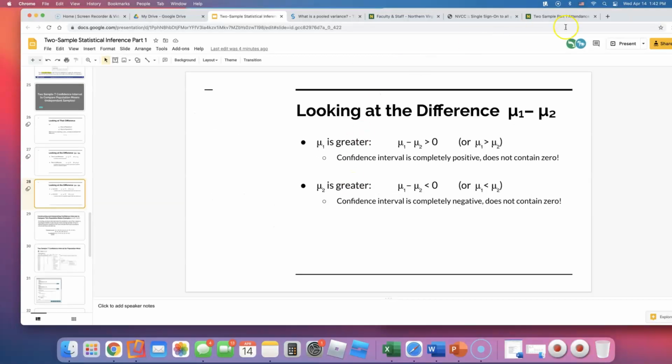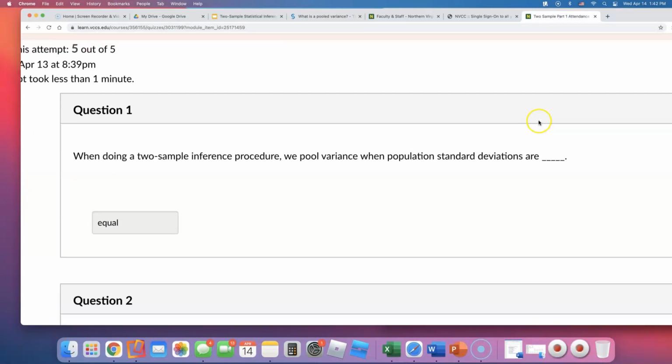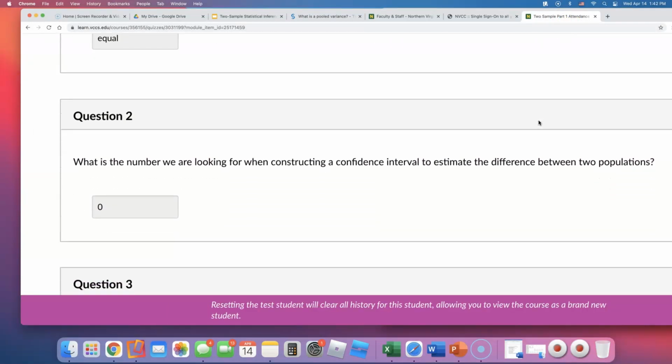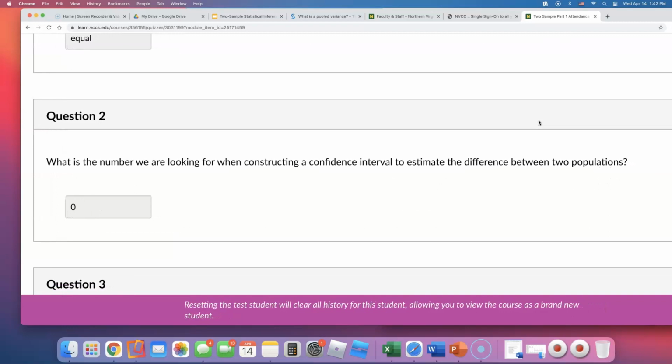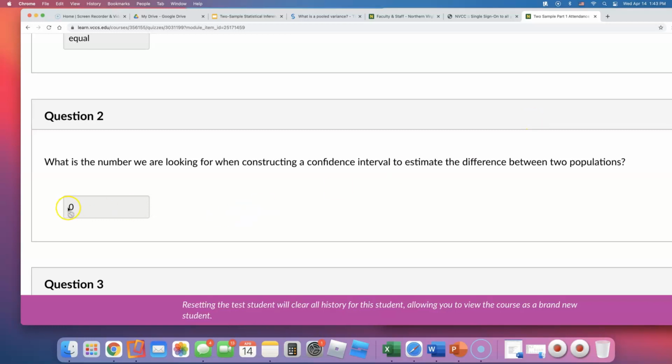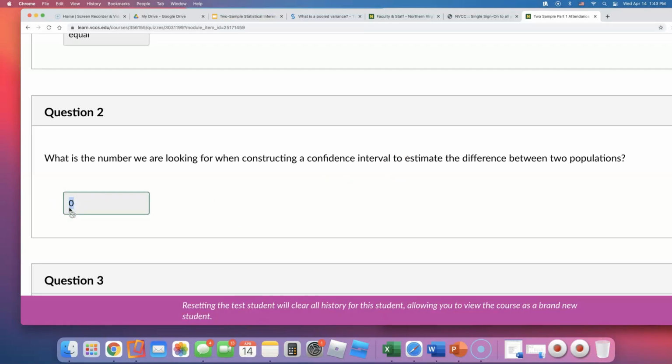So I'm going back to Canvas because question number 2 is asking, what is the number we are looking for when constructing a confidence interval to estimate the difference between two populations? Listen, the number is 0. Why? Because if there's no difference, if they are truly the same, really, they're same enough, then it's going to contain 0. Okay, it's going to contain 0. Lower limit will be negative, upper limit will be positive.